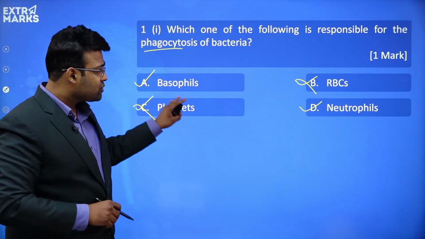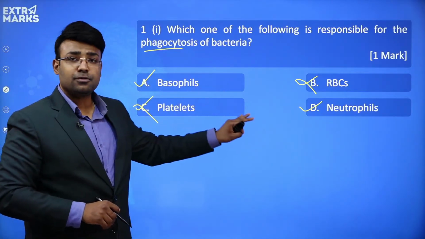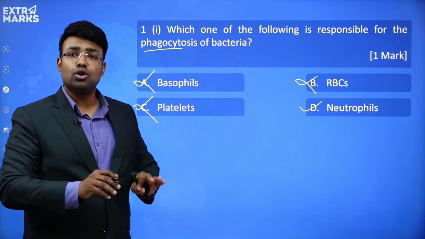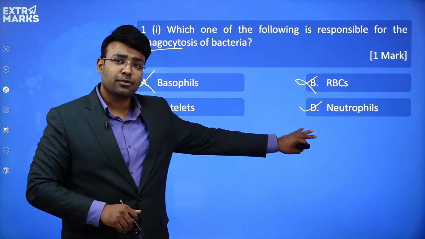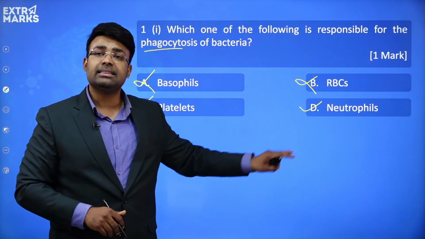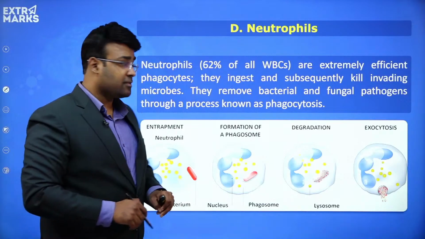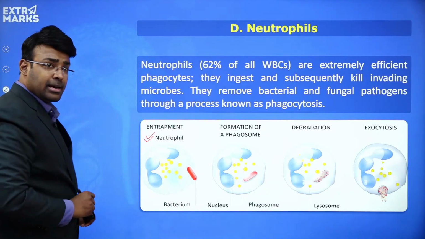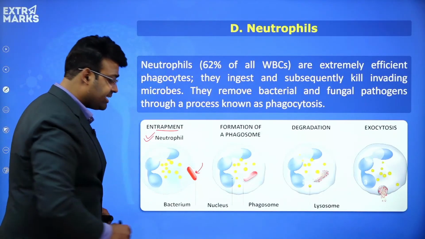If we talk about the basophils and the neutrophils, yes, these two are confusing, both being WBC. Basophil we will eliminate because basophil do not show phagocytic activity, while neutrophil and one more WBC, the monocyte, are responsible for phagocytosis. Like here you can see in this diagram, this is the neutrophil, here the entrapment is happening, the bacteria is basically taken inside.